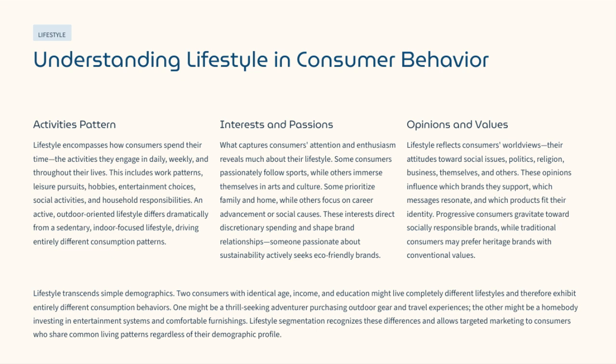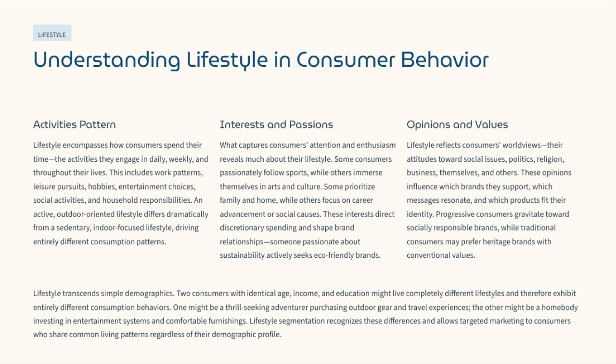Some are passionate about sports, others deeply interested in arts and culture. Some prioritize family and home life, while others focus on career growth or social causes. These interests influence how they spend their money and how they form relationships with brands. Someone passionate about sustainability, for example, will actively seek out eco-friendly products.